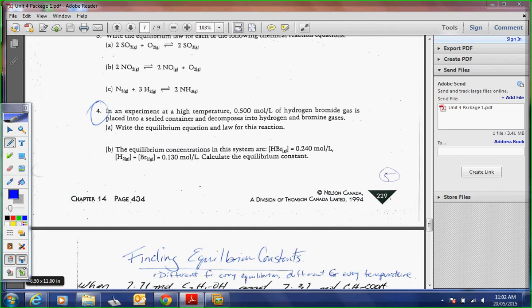All right? Okay. So write the equilibrium equation and law for this reaction. So the equation bit will look like this. Hydrogen bromide gas is placed into a sealed container and decomposes into hydrogen gas and bromine gas. And to balance this, I need a big 2 there. So that's the equation bit.